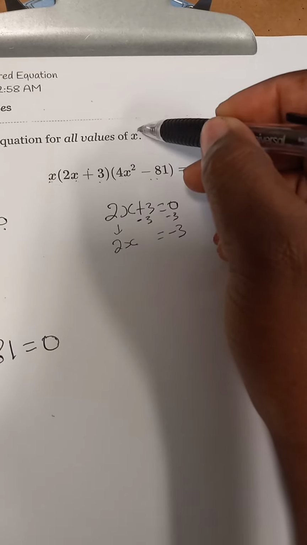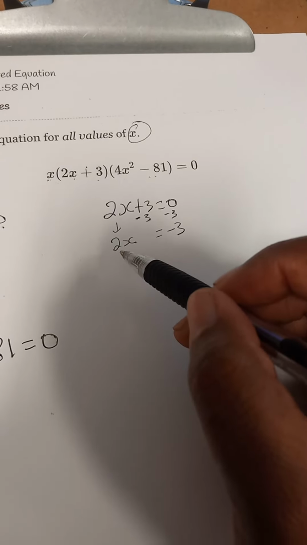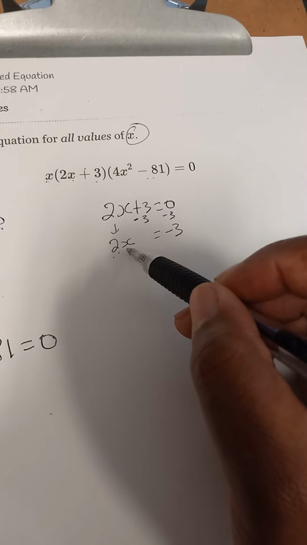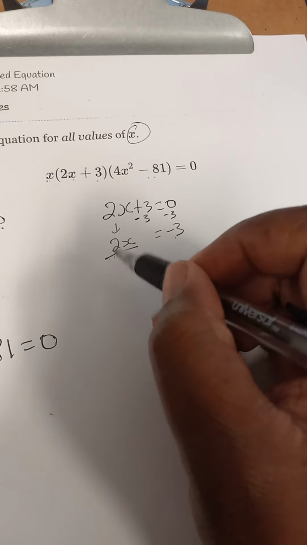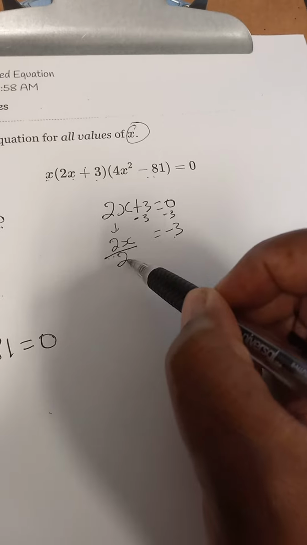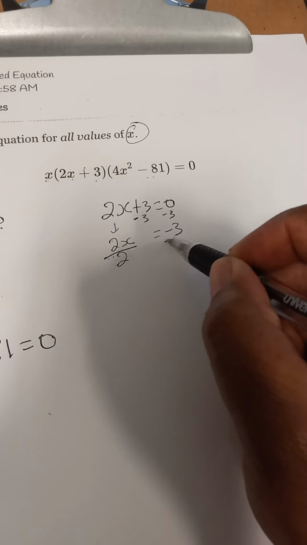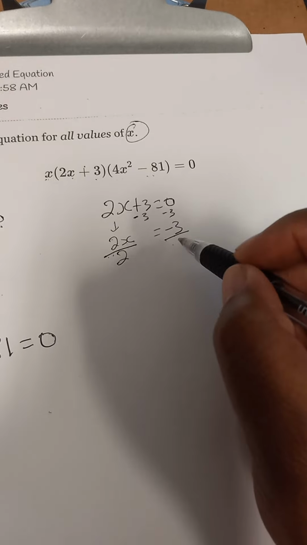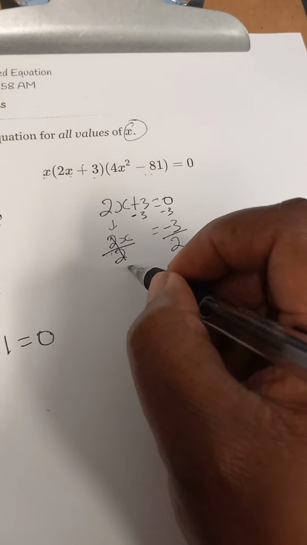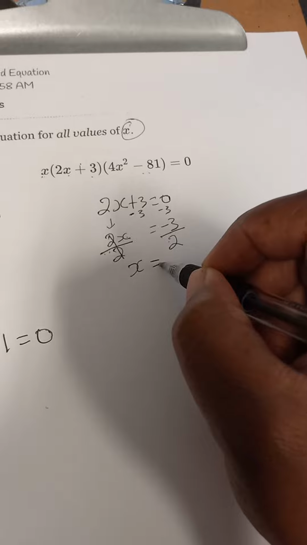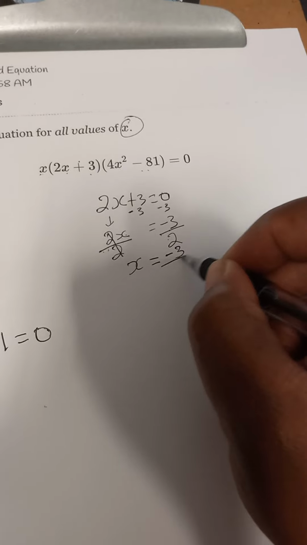Remember, we're solving for x. So now we have 2 multiplied by some number x is equal to negative 3. So what we want to do, we're going to divide. What are we going to divide by? We're going to divide by 2, so we can isolate the x by itself. And what we do on one side, we must do to the other. So I'm going to divide by 2. So when this cancels out, my x is equal to negative 3 over 2.